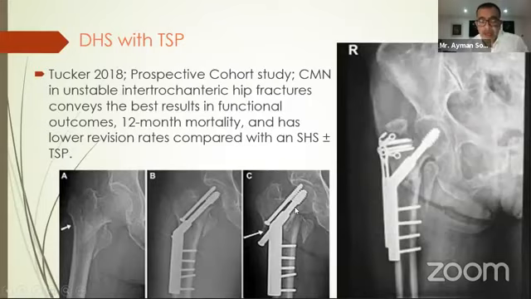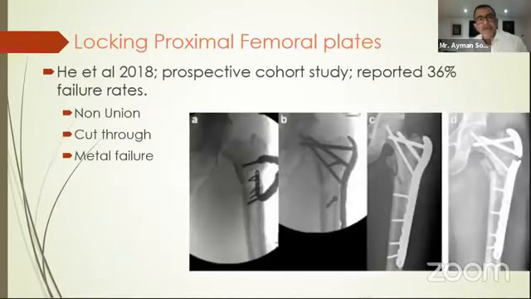Is there a place for that? Yes, if you're doing a DHS and you find that the lateral cortex has broken at the final steps, you could potentially consider going with that as a salvage procedure.